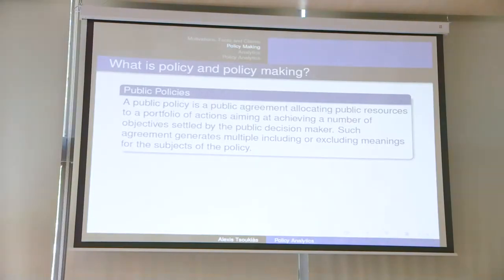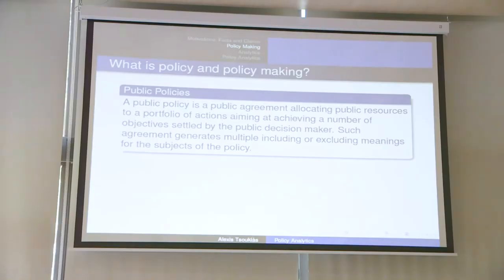Do you mean rights in the narrow sense, or could they also be resources? Resources, rights, it's a very broad sense. But in any case, there are people that are subjects of the policy and other ones which are not, which means inclusion and exclusion. It can have positive and negative meanings. Excluding doesn't automatically mean something negative, but it is the case, okay?